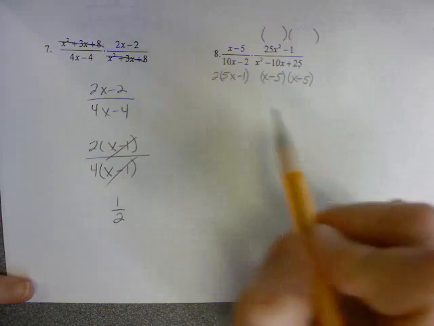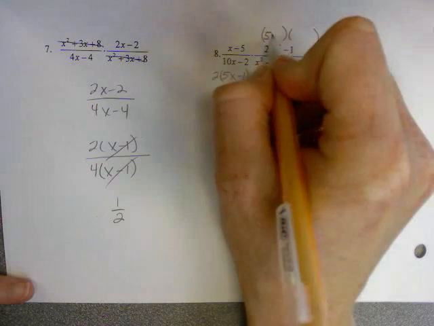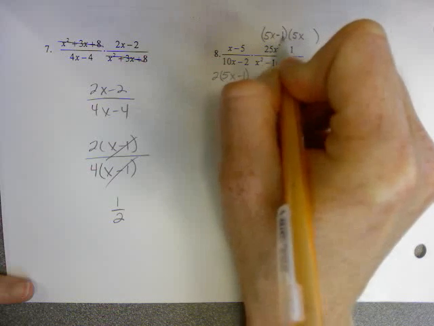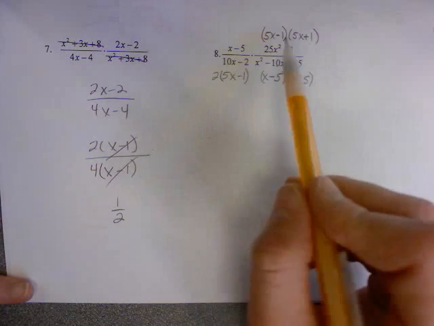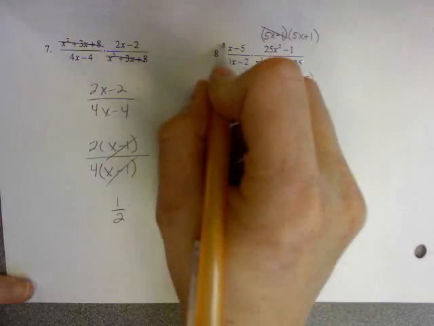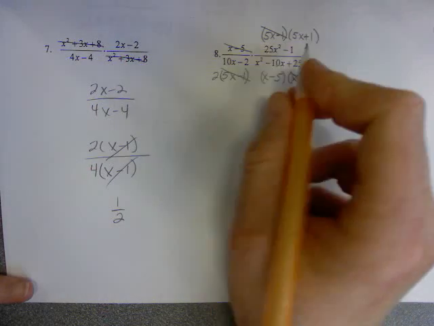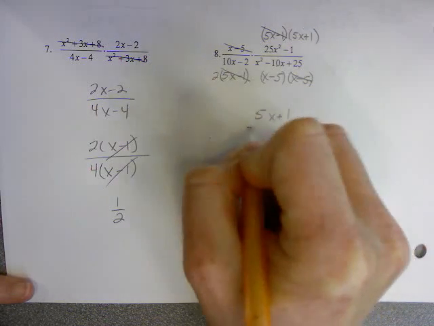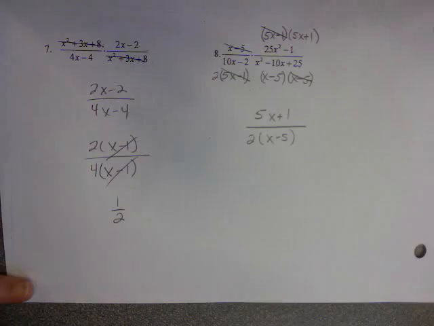The numerator can now be factored. This is two terms, but we have a difference of two squares. We have a perfect square here and a perfect square here. So 5x minus 1, 5x plus 1. Now we can just cancel out any factors that are the same in the numerator and the denominator. So we have a 5x minus 1 that can cancel. We have an x minus 5 that can cancel. And that's it. So the numerator has left in it 5x plus 1, and the denominator has a 2 times x minus 5 remaining. So that's the simplified answer for number 8.